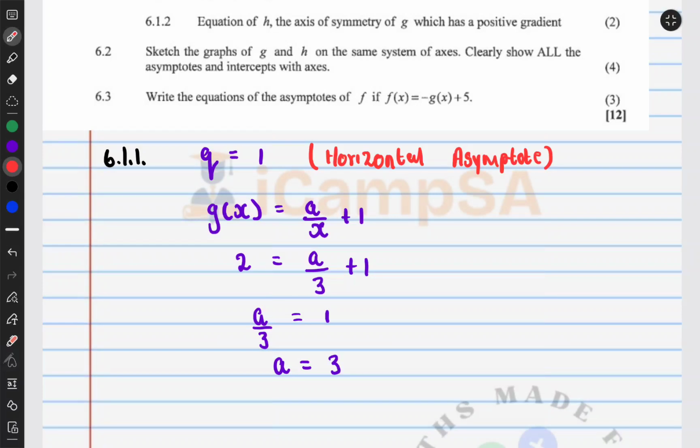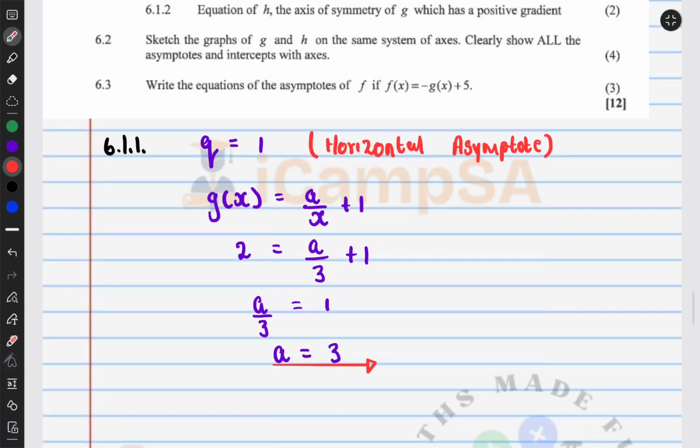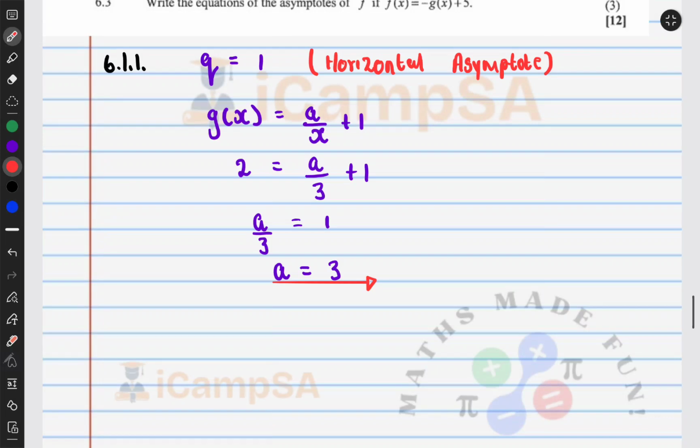3. And look what we have here. A is positive. So a positive a means what? It means that the branches of this function will be in the first and the third quadrant. Okay, but let's quickly write down the equation that we were asked to find. So g(x) is equal to 3 over x plus 1. That is the equation of g.